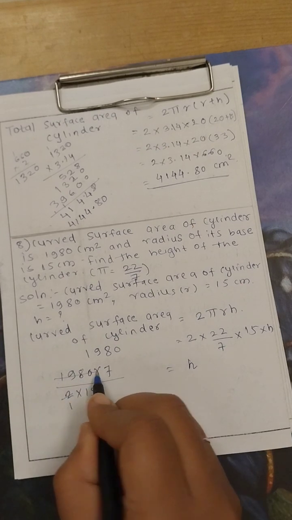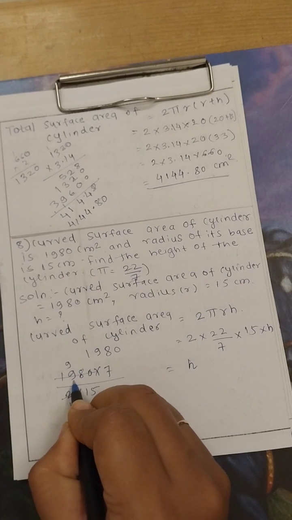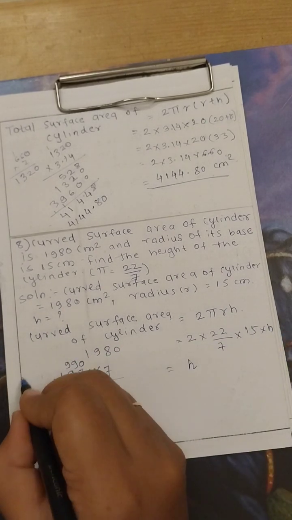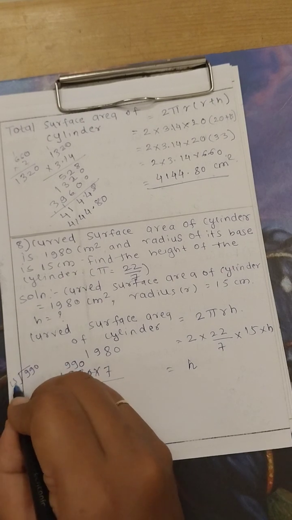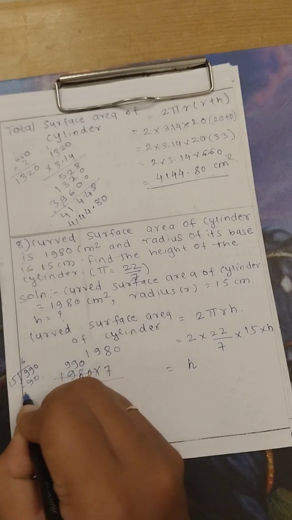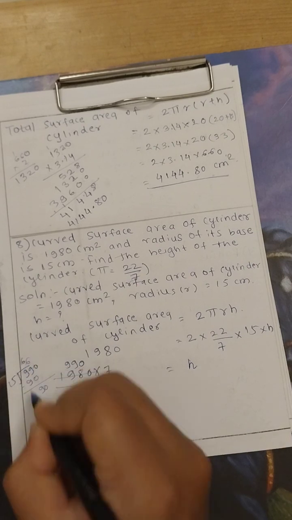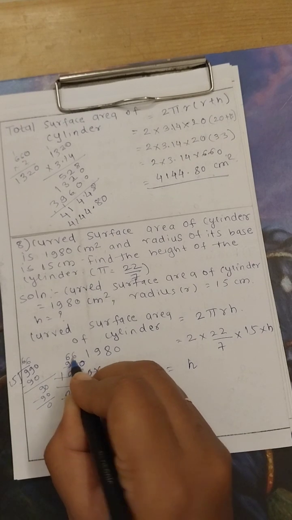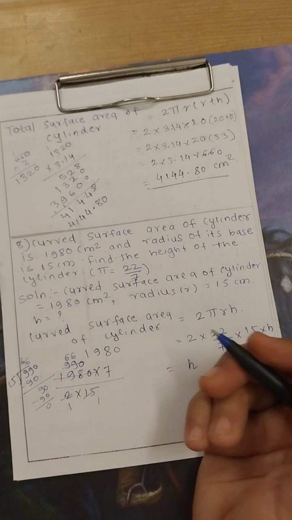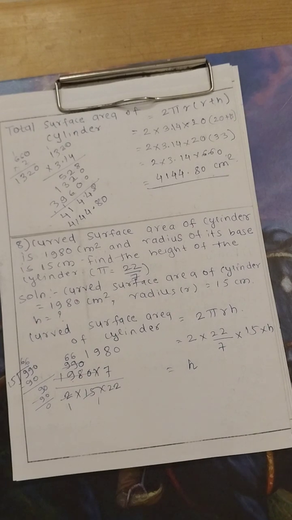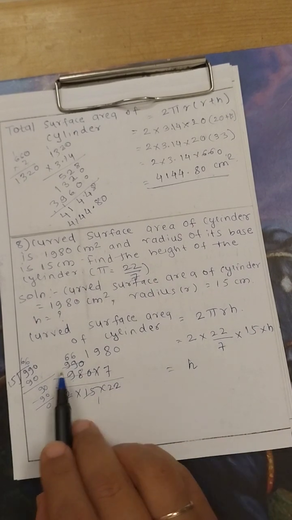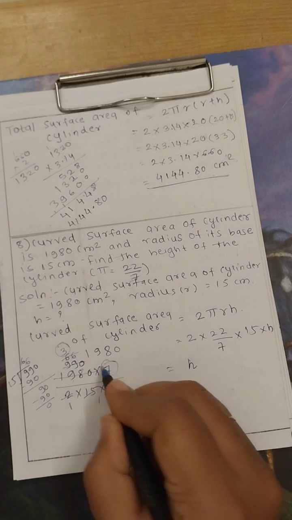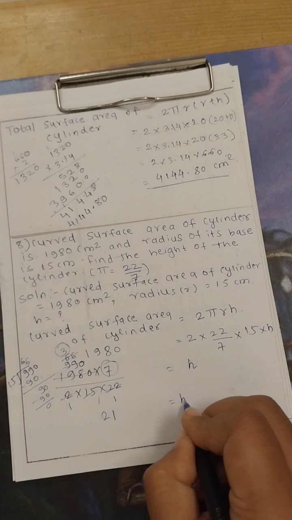2 ones are 2, 2 nines are 18, 2 nines are 18, 0. 990 divided by 50, divided by 15, sorry. 15 sixes are 90, 9 0, 15 sixes are 90, so 0. 15 ones are 15, 66. Okay, and 66 into 7. Put this 22 also here. Okay, 66. 22 ones are 22, 3s are. So 3 into 7 is 21, which is equal to h.